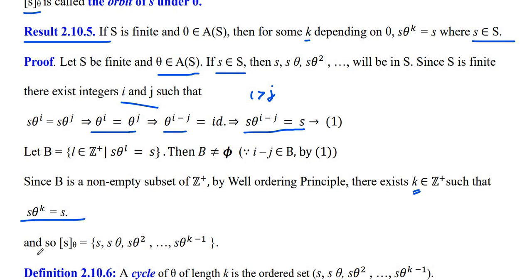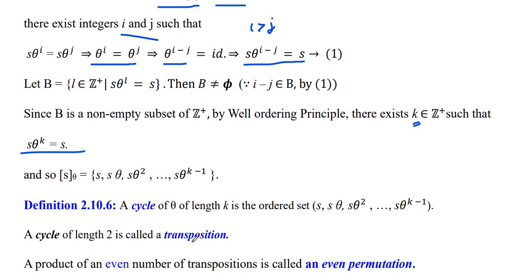So we have the image of s, the equivalence class of s under theta, or rather the orbit of s under theta, to be s, s theta, s theta square, and so on, up to s theta power k minus 1. Because once you have theta power k, you will get back this s. So it varies for each and every theta. For one theta, this k may be 3. For some other theta, it may be l. For some other, it may be 10. So like that, it varies.